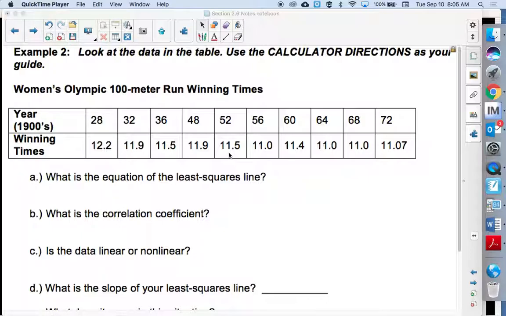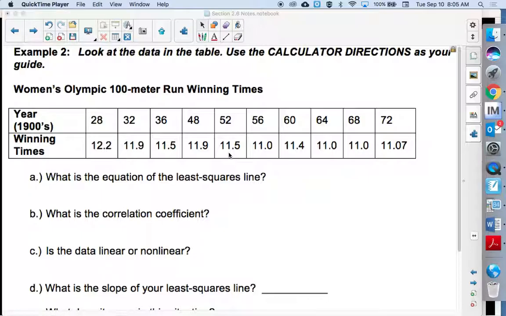It jumps to 48. Does anybody know why? It stops in 1936 and jumps to 1948. Gavin, why is that? Yeah, World War II. And we didn't have the Olympics during those years of World War II. So that's why it skips over. So if you're looking at that data, it really does skip over those times.